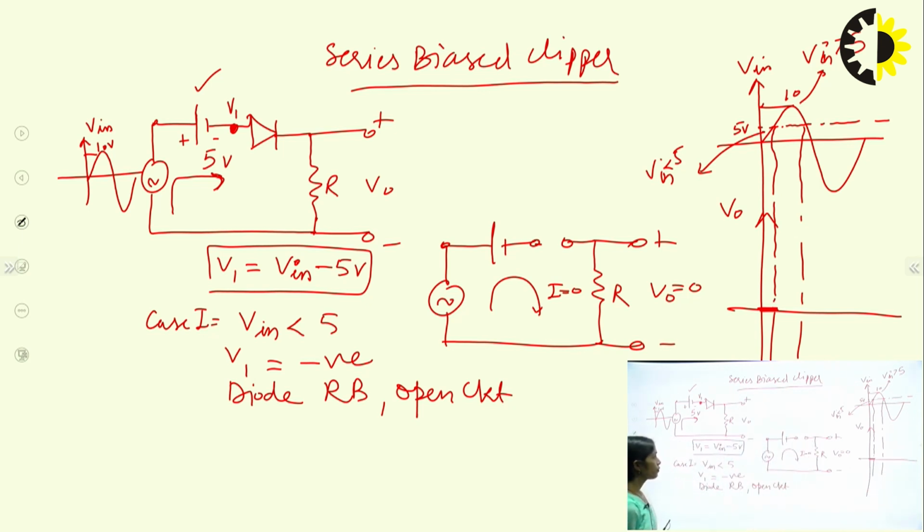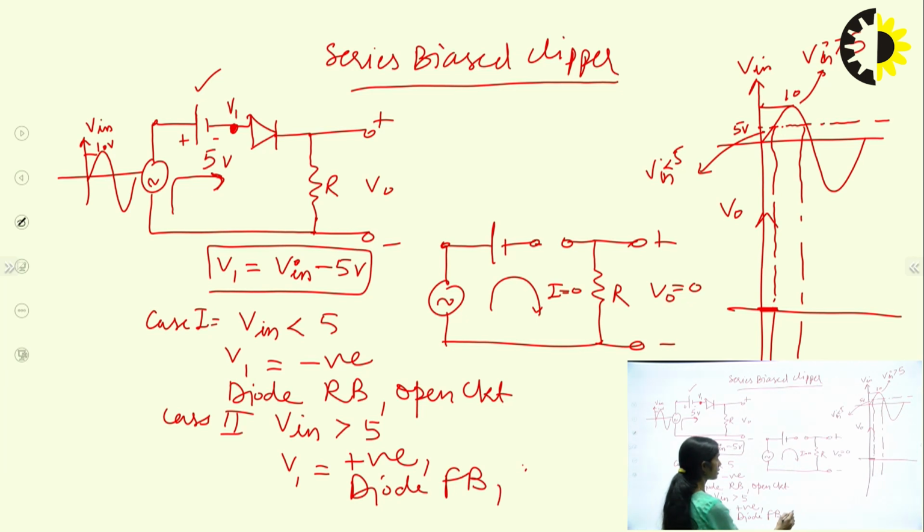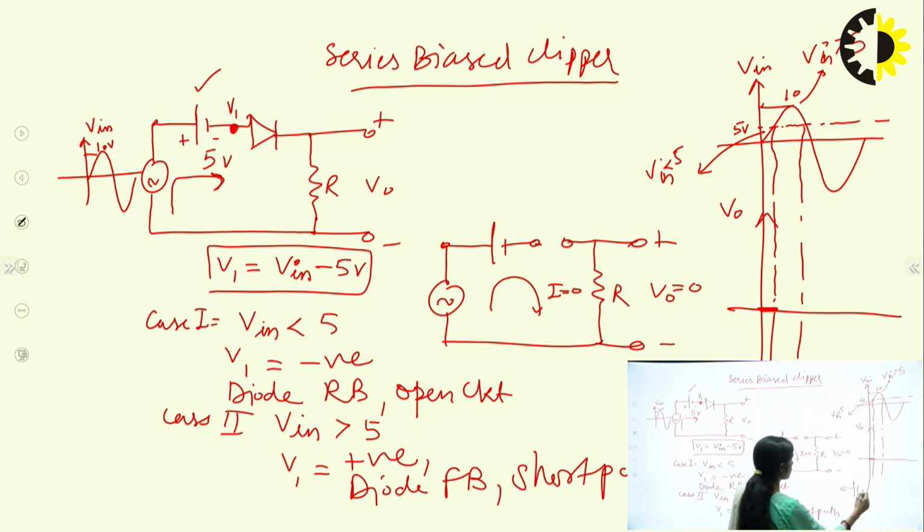Now if we take the another case, that is case 2, if I take V in greater than 5, in this situation V1 will be positive, and for the positive value, the diode will be forward bias and behaving as a short circuit, a short path. So for this, what will be the equivalent circuit? I will get the equivalent circuit as the diode behaving as a short path, and we will get the output like this.